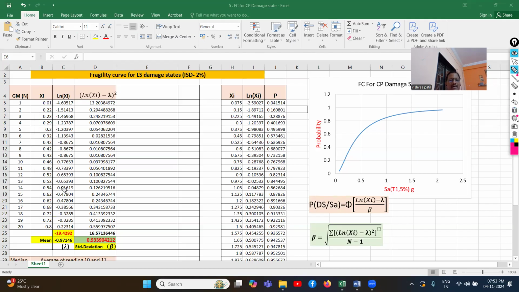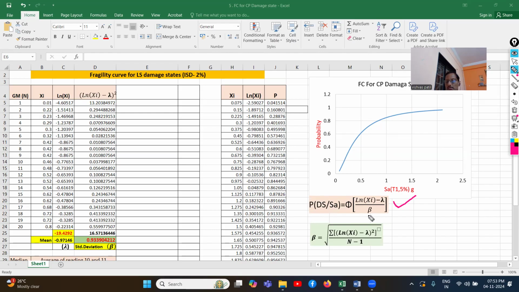After entering the values in this column, arrange these values in ascending order. That is the first thing. Now this is the equation we use to construct the fragility curve. Many researchers have proposed different equations; this is one such equation we are using to construct the fragility curve.